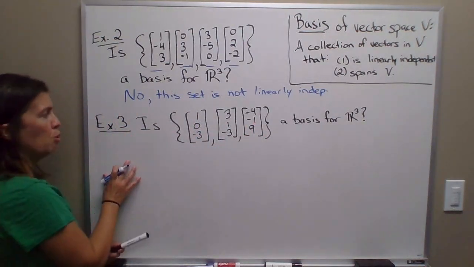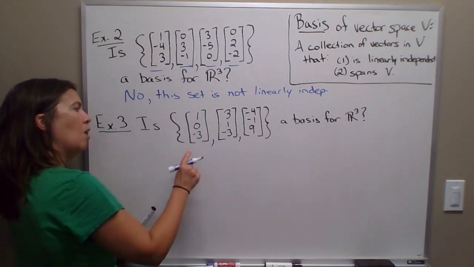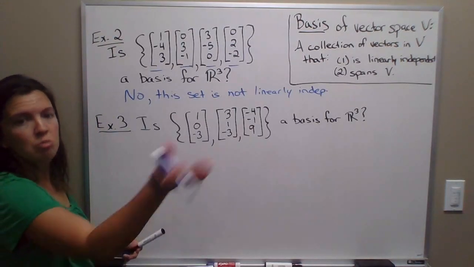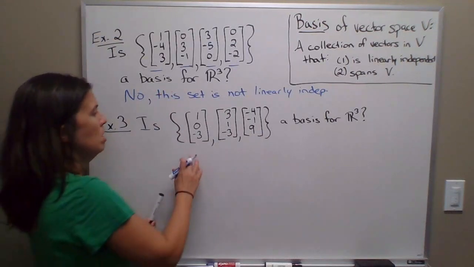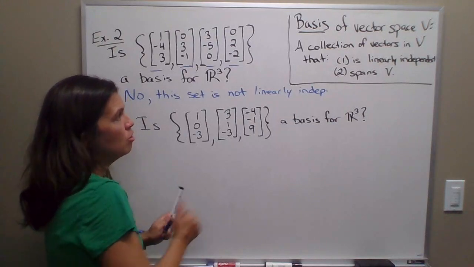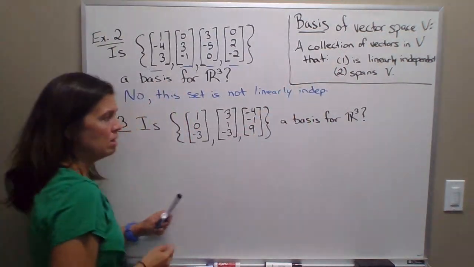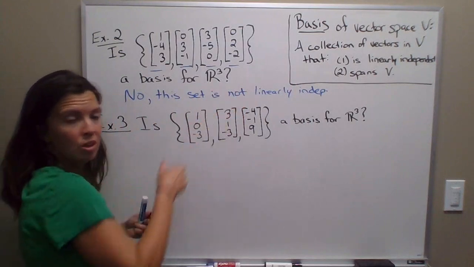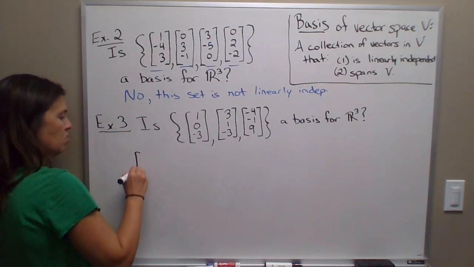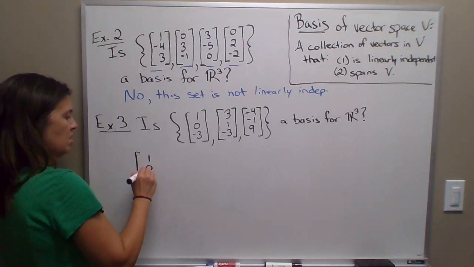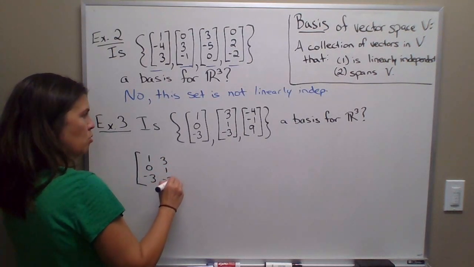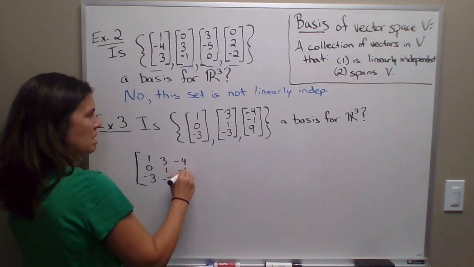All right, so here's example 3. Now we have only 3 vectors in R3, so we can't immediately dismiss it the way we did with example 2. With 3 vectors in R3, we're asked if this is a basis for R3. So now we need to actually check these 2 criteria. Both of those criteria can be checked by setting up a matrix whose columns are these given vectors, and then reducing this to at least echelon form. And all you really need is echelon form.